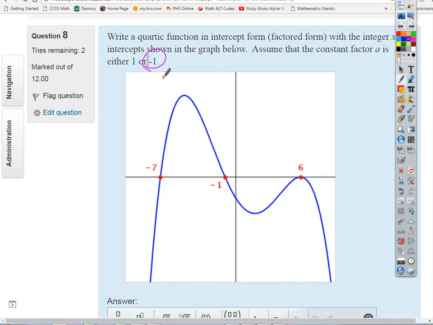Okay, what are my x-intercepts going to be? I know I'm going to get a negative out front. What's that one going to be? So x plus 7. What's that one going to be? X plus 1, good. And then how about this guy?